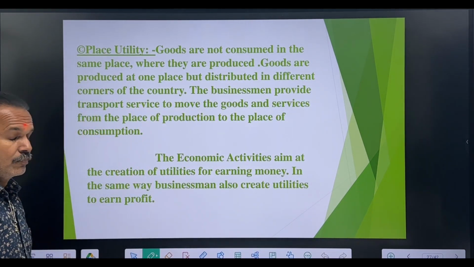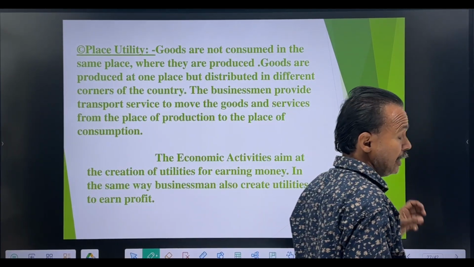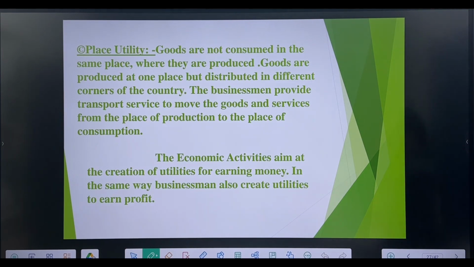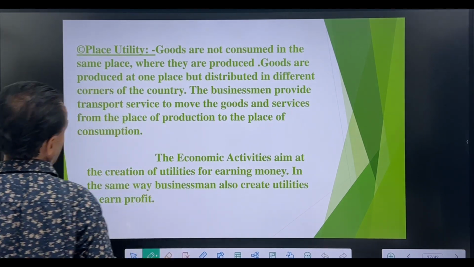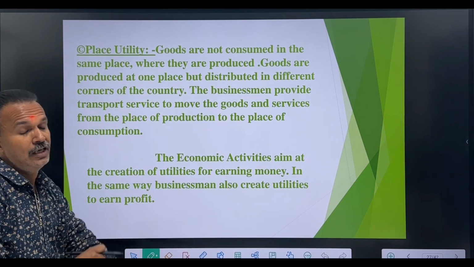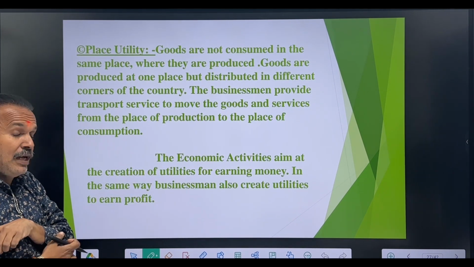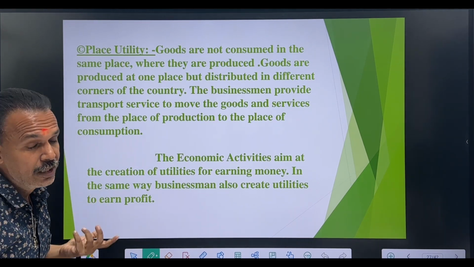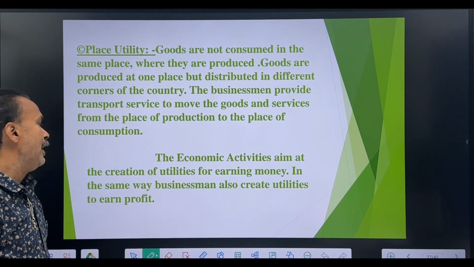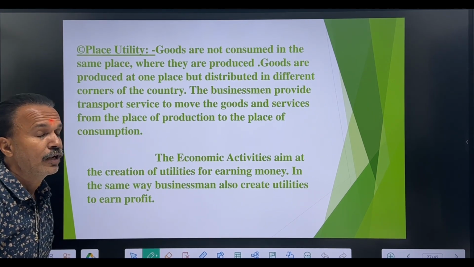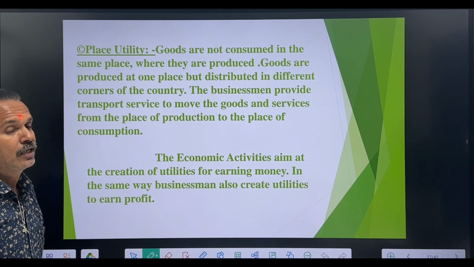Place utility. Goods are produced in some places of the country, but the consumers are scattered in different corners of the country or world. By transportation, goods are moved from one place to another place. Without transportation, it is not possible to move goods from one place to another. Due to transportation, it is possible. Assam and Darjeeling chai we can also use in our city. Without transportation, it is not possible. So an economic activity aims at the creation of utility for earning money. In the same way, business also creates utility for earning profit.